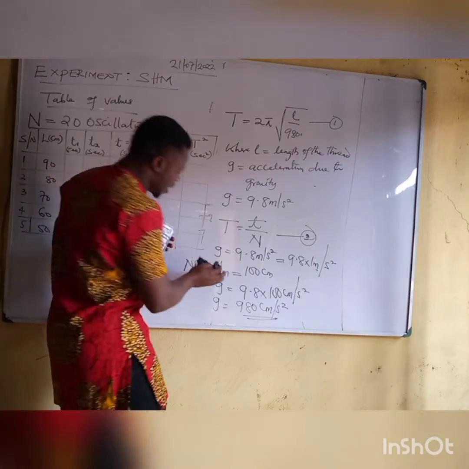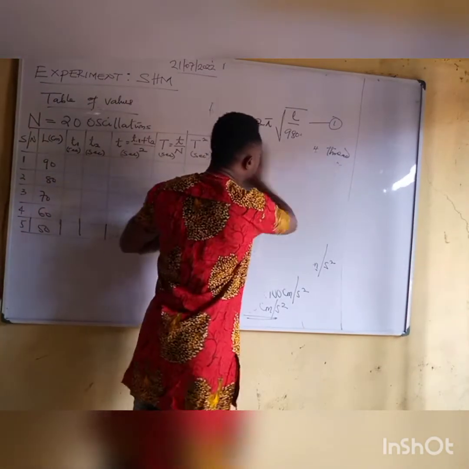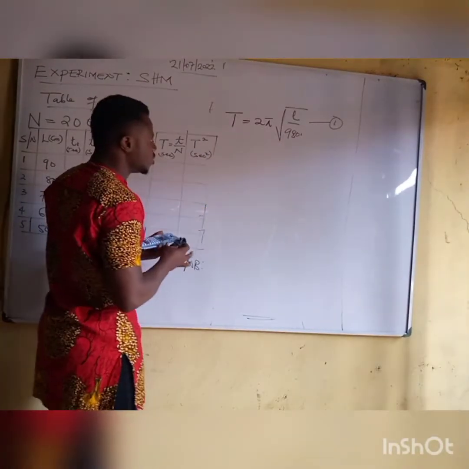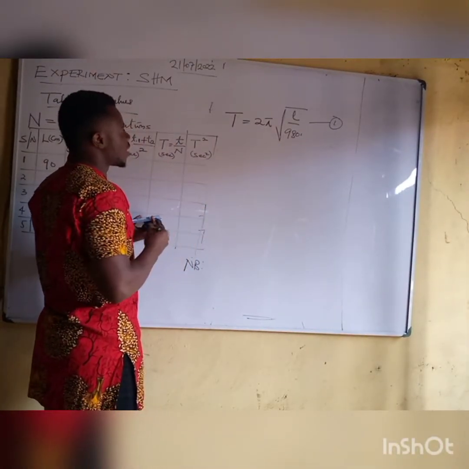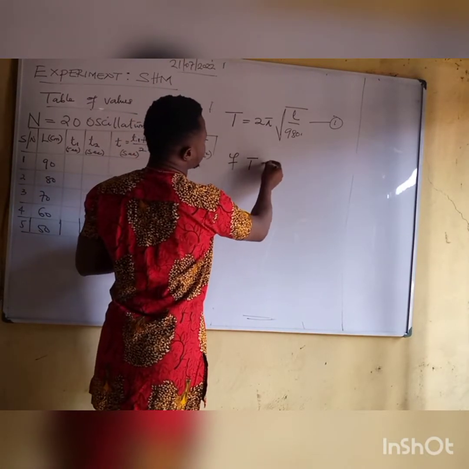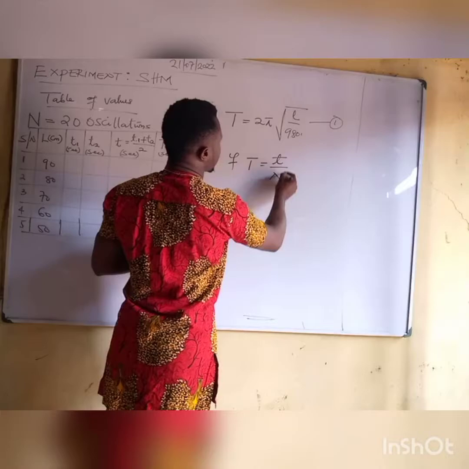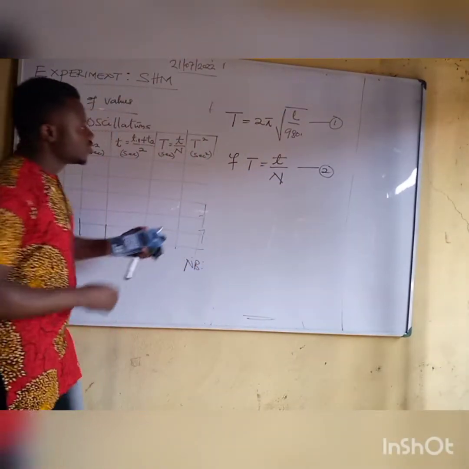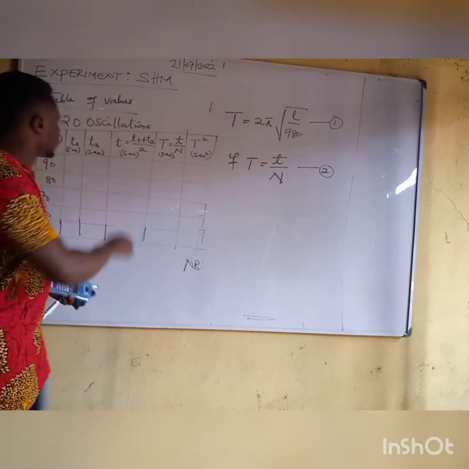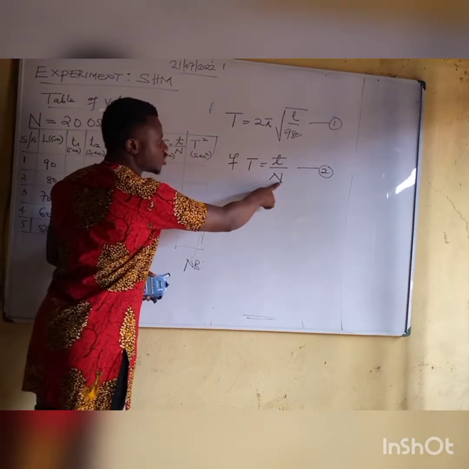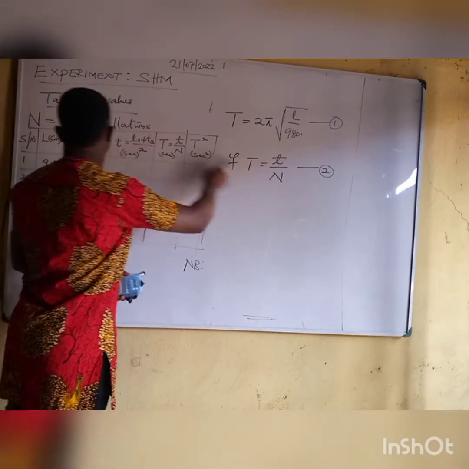Now in this case, for my practical, the formula I need for this shortcut, for this manipulation, is this first one. And again, our T is small t over N, as we have as formula 2. This small t is t average. We have known the number of oscillation as 20.